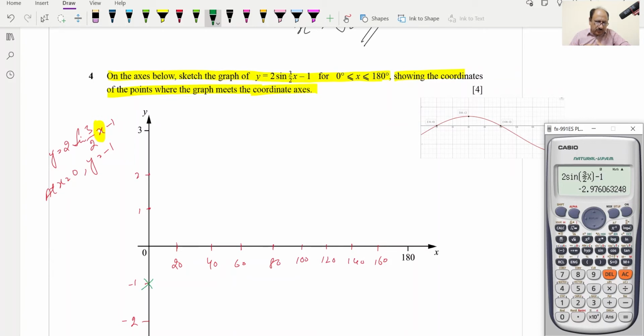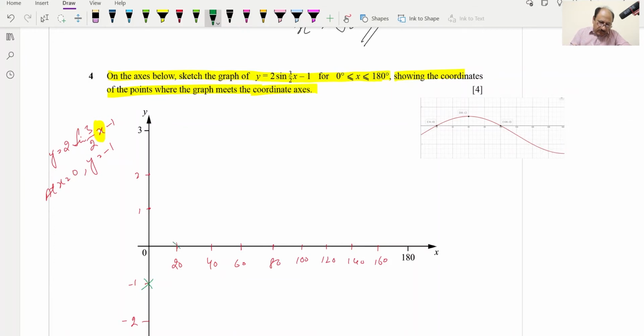This is equal to 2.97, x is equal to 20, sine 3 by 2 x minus 1. So we can take in shift mode to degrees, and this is equal to 20. Okay, so now we can check for this value. Calculate for x is equal to 20, we will get 0.